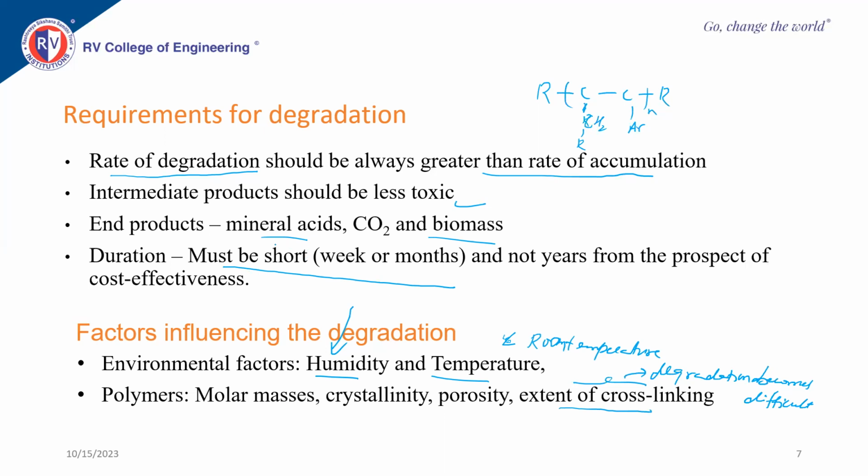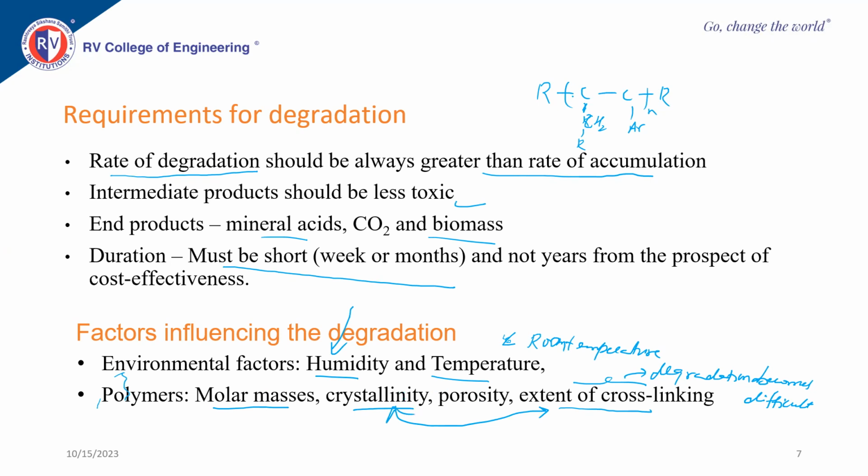As I said, molar mass in this case refers to high molecular weight. Low molecular weight is always more preferable for degradation with enzymes rather than high molecular weight. Crystallinity is just arrangement. Crystallinity and extent of cross-linking are one and the same. It defines the structural configuration of your polymer chain and also the substituents.